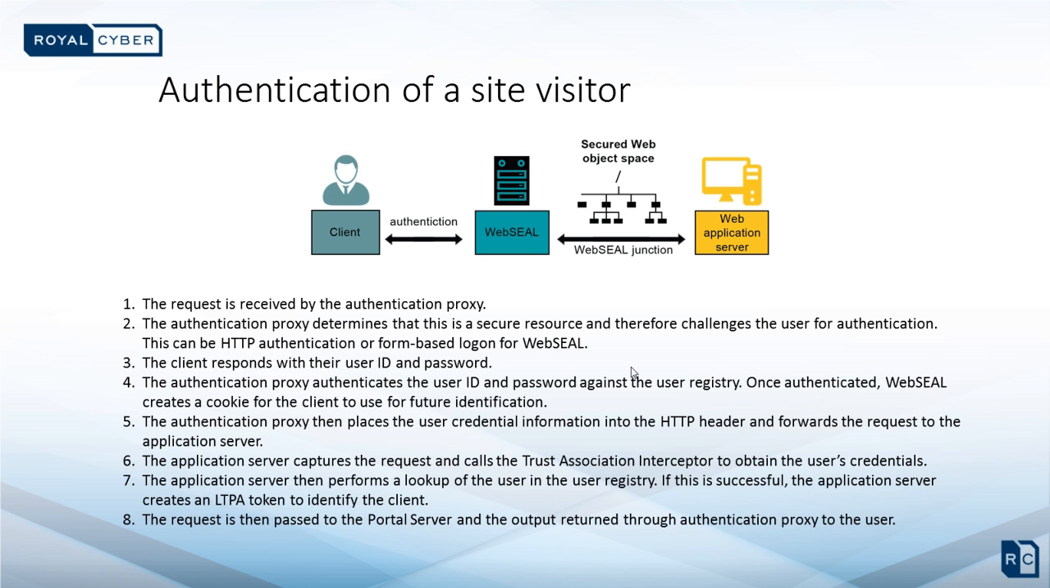Application server verifies the credentials by calling the trust association interceptor. This is an optional step. This architecture will work even if TAI is not configured. So the application server looks up the user in the registry, and after successful verification, it generates the LTPA token to identify the user in third-party applications. And after completion of all these steps successfully, the authorization server gives the output to the user.